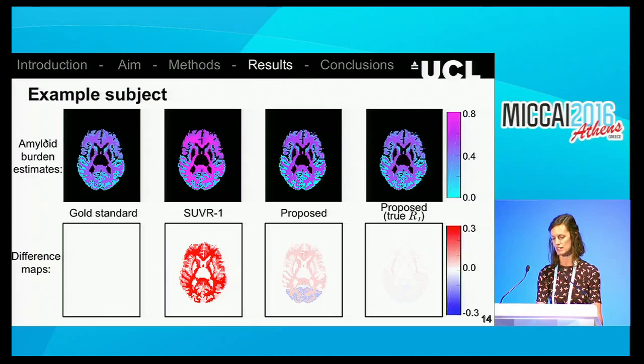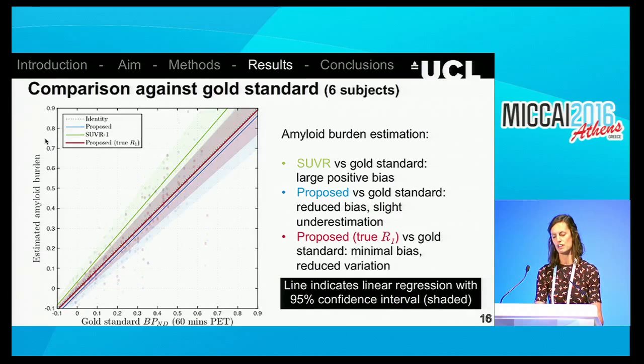So if we go back to our plot across all the different subjects and now add on if we can get our absolute estimate of the R1 from the ASL data, you can see that the line now almost follows directly along the line of identity, and we've reduced our variation as well.